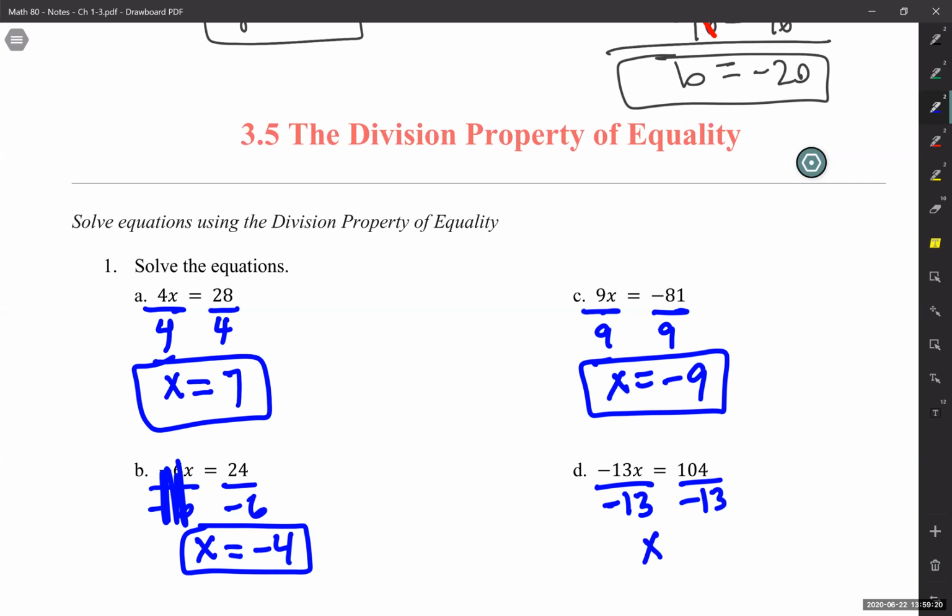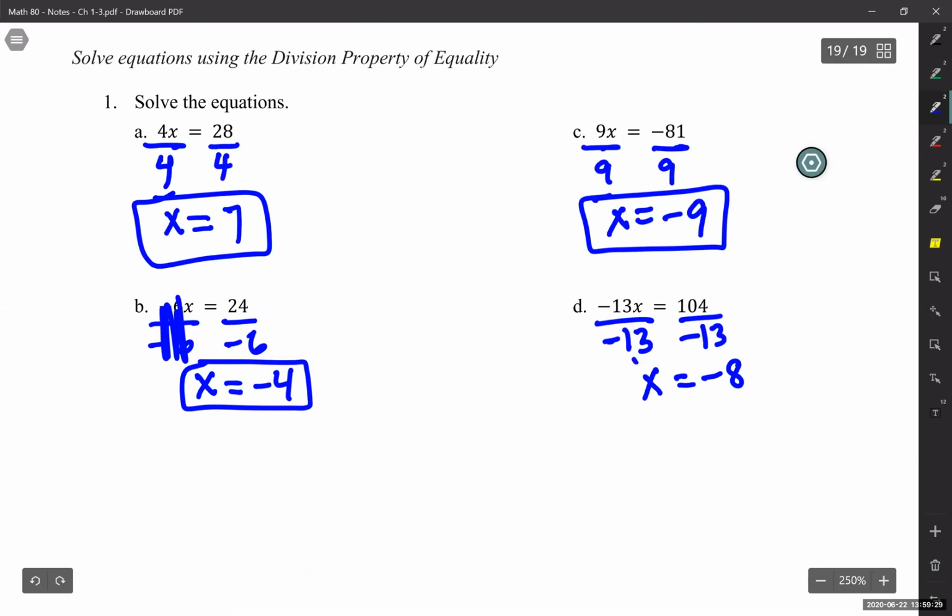So for this last one, we have 104 divided by negative 13. Since there's 1 negative, the answer is negative, and 104 divided by 13 is 8, so negative 8.